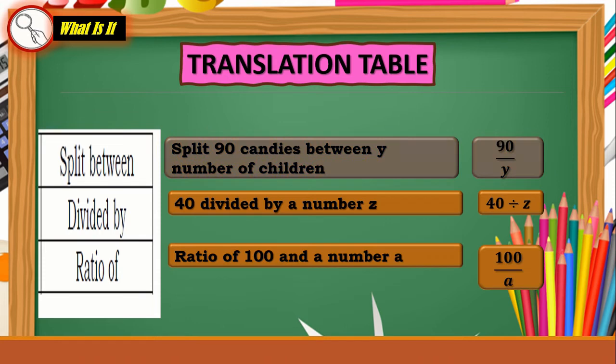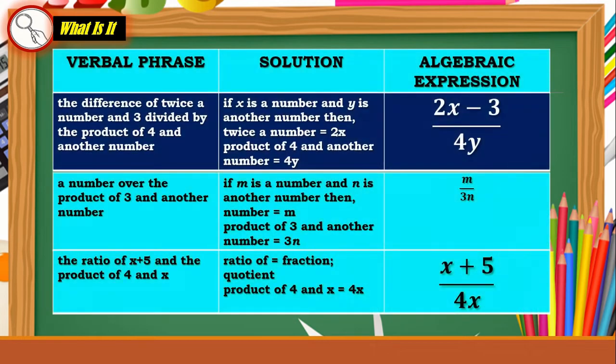Split 90 candies between Y number of children, that's 90 over Y. 40 divided by a number Z, that's 40 divided by Z. Ratio of 100 and a number A, that's 100 over A. Sounds good? That's perfect. Now let us have some verbal phrases turned into algebraic expressions.